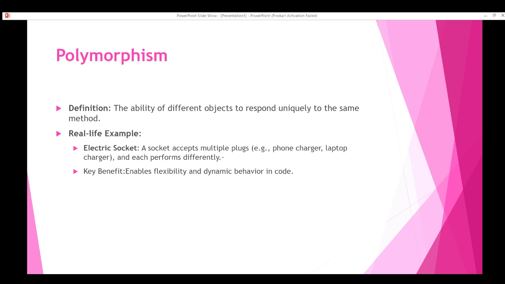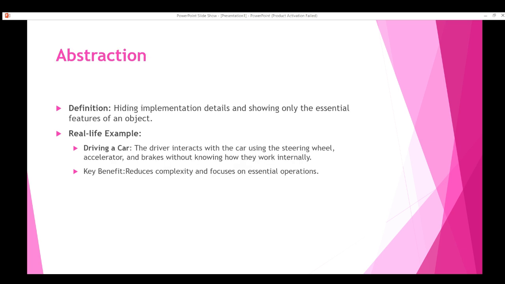So the last pillar of OOPS is abstraction. What exactly is abstraction? It is hiding implementation details and showing only the essential features of an object. So a real-life example of abstraction is driving a car.